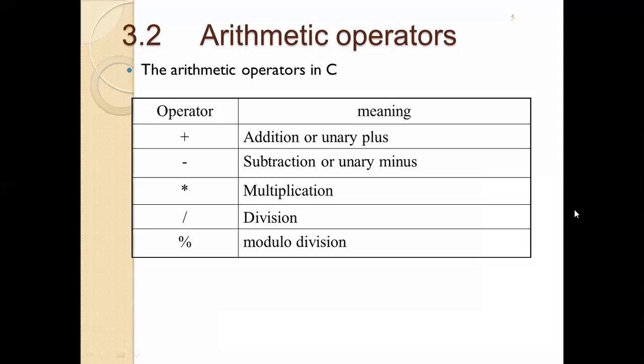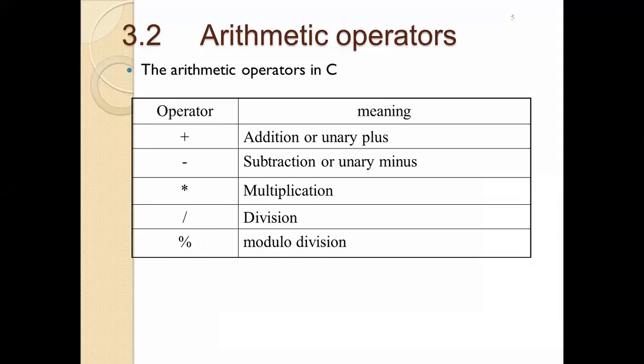What are arithmetic operators? Arithmetic operators in C are plus, minus, multiplication, division, modulo division. This percentage symbol is the modulo operator, modulo division. This operator is used to get the remainder. The plus operator is used to get the addition of two numbers, two data, two variables.